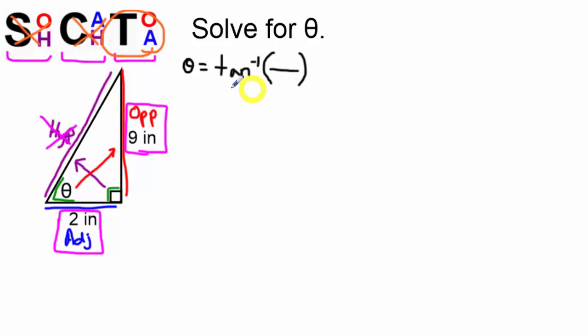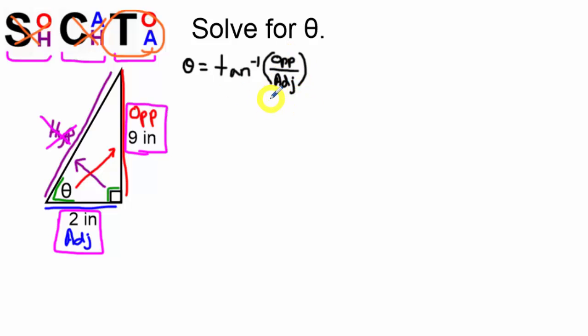And the fraction we're going to use is based on the memory trick SOH CAH TOA. In this memory trick, it has O on the top of the fraction, so that's the numerator. It means we're going to put the opposite measurement there. And then in the denominator, we have A, that's for adjacent.